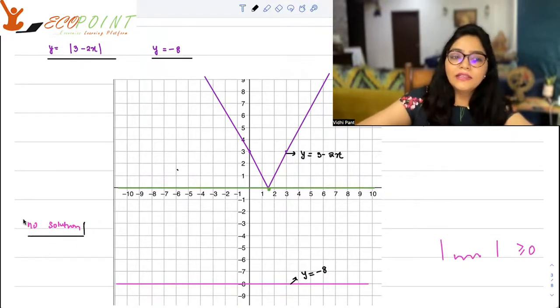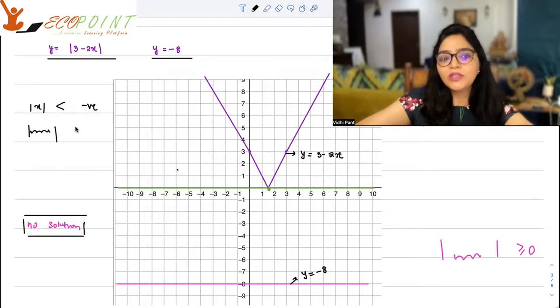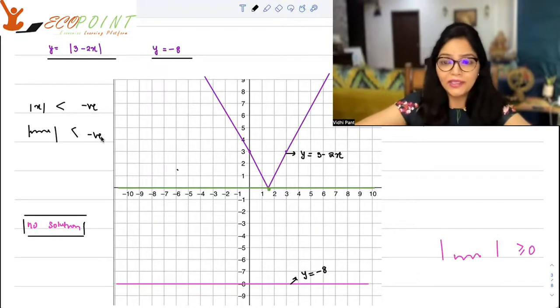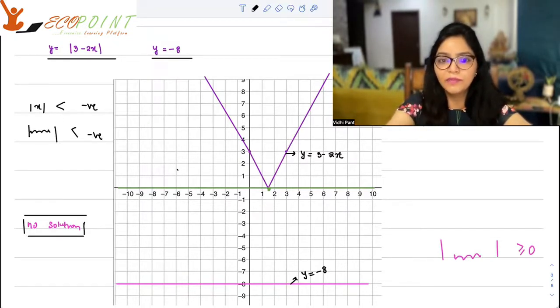Again, it is the case 1 that I've just discussed, whether it is mod x less than some negative number, or some other expression in absolute value less than some negative number. This is not happening for a simple reason. Absolute value is positive no matter what term is inside the absolute value bracket. Okay.